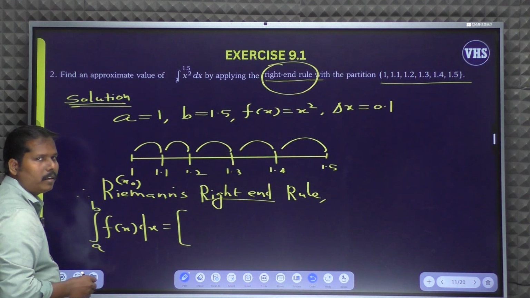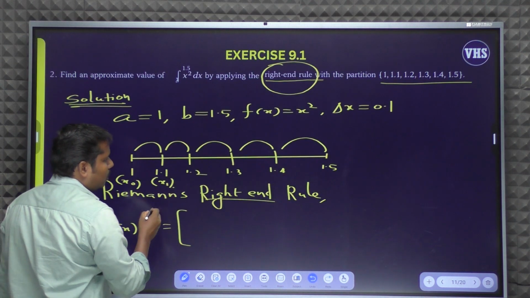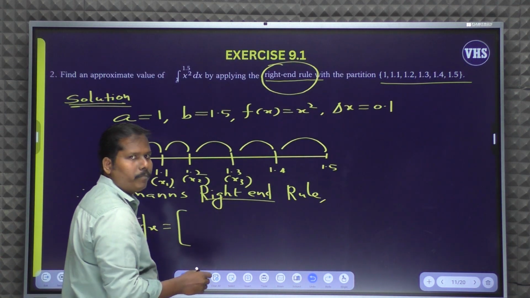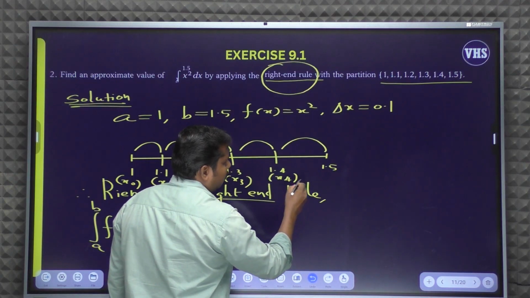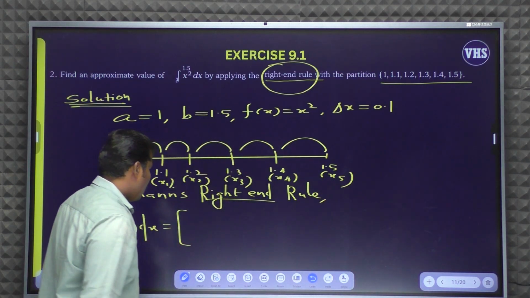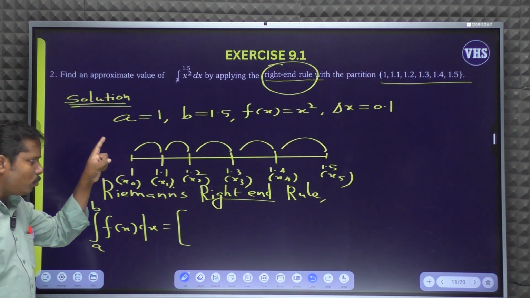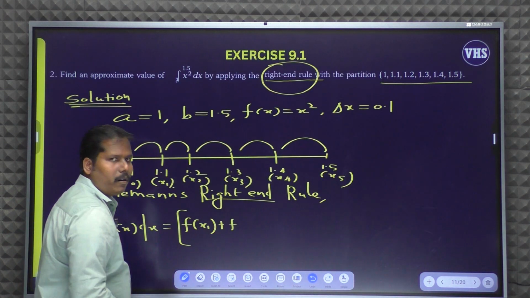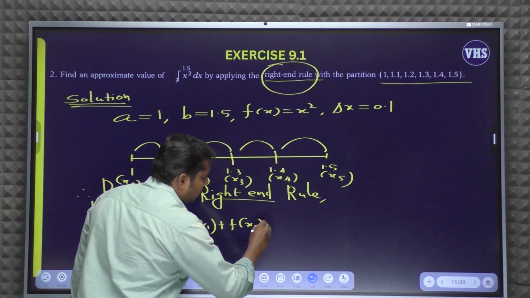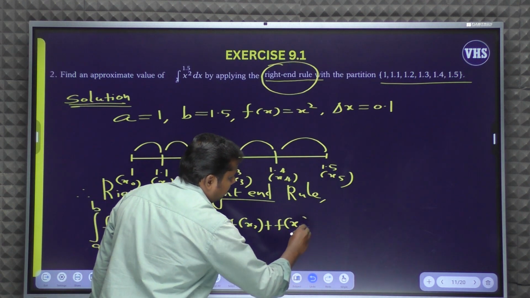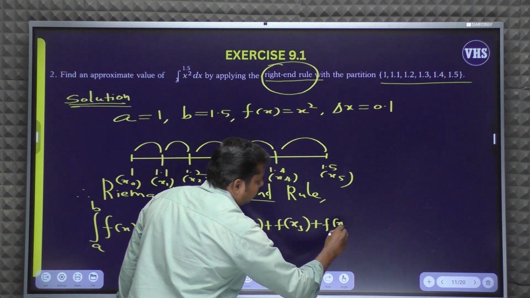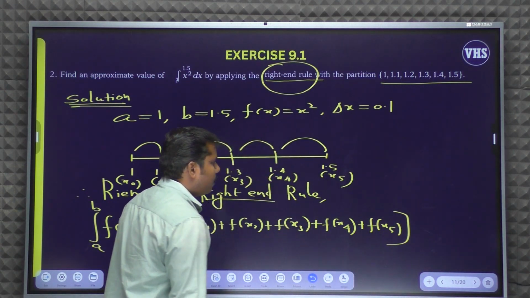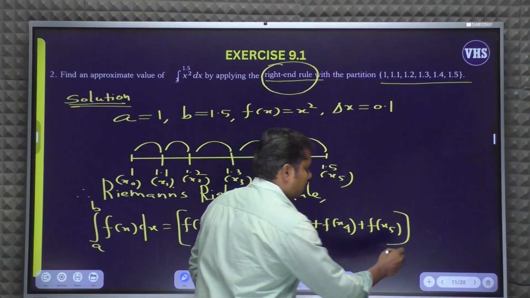First entry x0, second entry x1, and this is x2, this one is x3, this one is x4, finally you are getting x5. So we need to start with x1. So f of x1 plus f of x2 plus f of x3 plus f of x4, finally you are getting f of x5. And don't forget to take delta x finally.